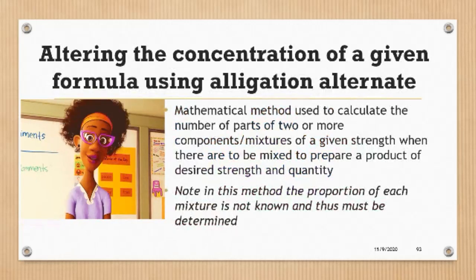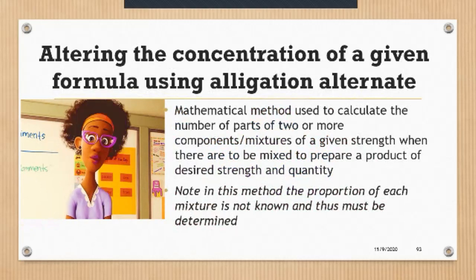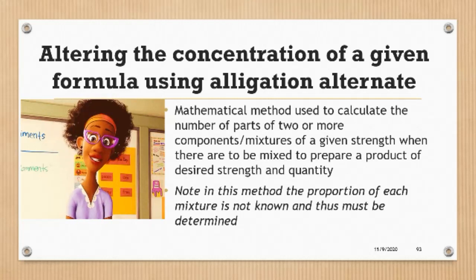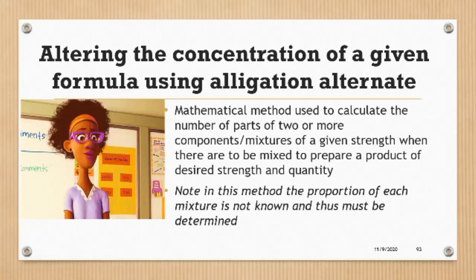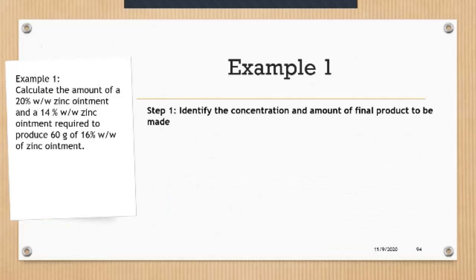Allegation alternate is a mathematical method where the number of parts of two or more components or mixtures, when mixed together, are used to prepare a product of the desired strength and quantity. It must be noted, though, that the proportion of these components or mixtures are not known and they must be determined. So we're going to start with an example as usual.